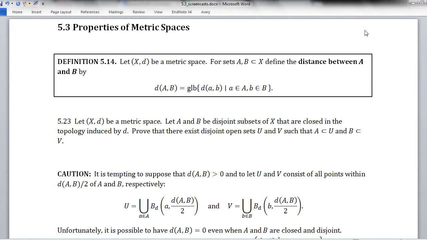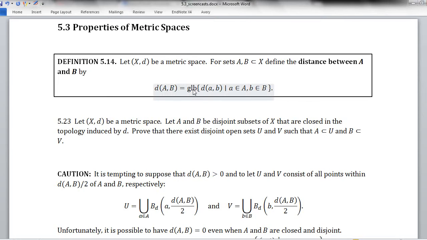Section 5.3, Properties of Metric Spaces. Definition 5.14: let (X, d) be a metric space. For sets A and B in X, define the distance between A and B by the greatest lower bound of the distances between points in the sets A and B.